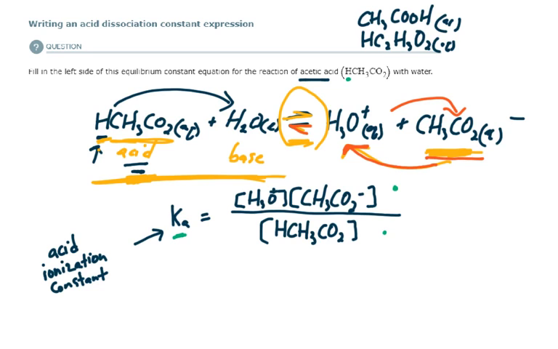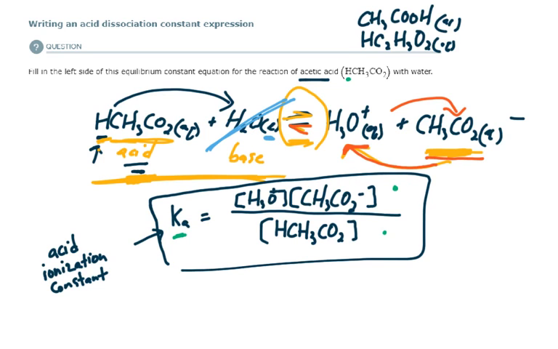Now notice again here that water is eliminated from the acid dissociation constant expression because it is the solvent here and it is liquid state. So because it's present in such high quantities, its concentration is essentially not going to change and it's going to remain constant, so it is eliminated from the acid dissociation constant expression. So this would be our final answer.